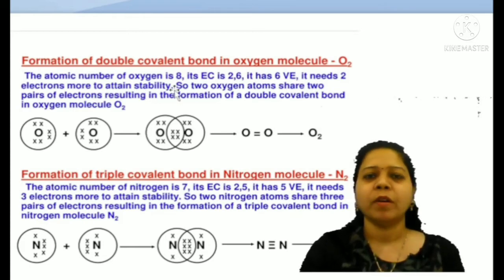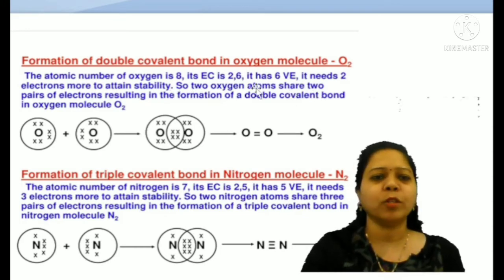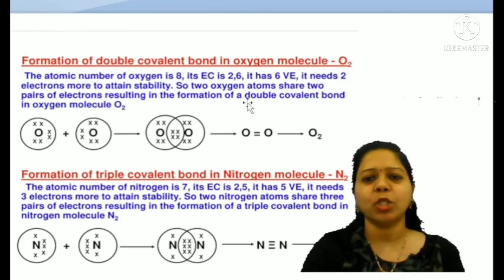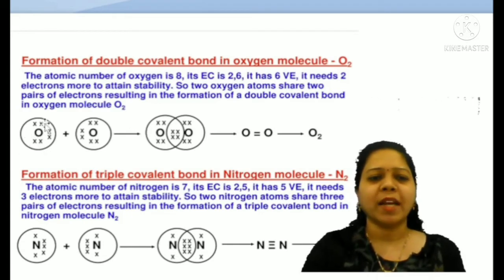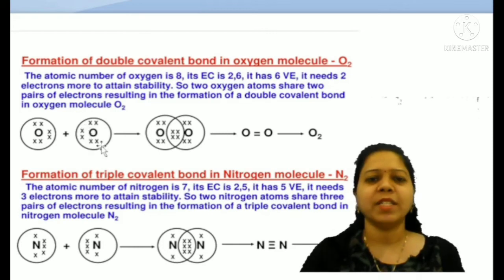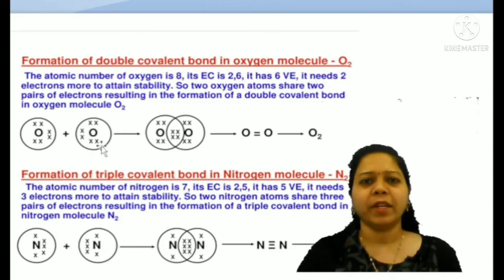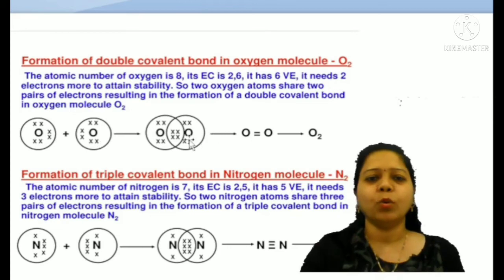According to the octet rule, it requires 2 more electrons to complete its octet. So two oxygen atoms share two pairs of electrons, resulting in the formation of a double covalent bond in the oxygen molecule, that is O2. Now see here, it is shown that in the valence shell of the first oxygen 6 electrons are present, and in the second oxygen atom 6 electrons are present. Both decided to share 2 electrons, and that's why here 2 pairs of electrons are shared, because they require only 2 electrons to complete their octet.